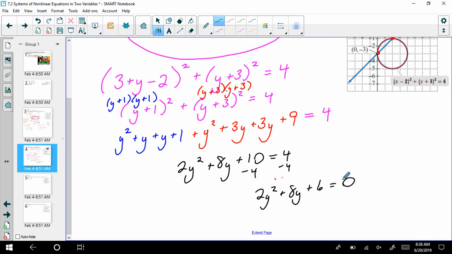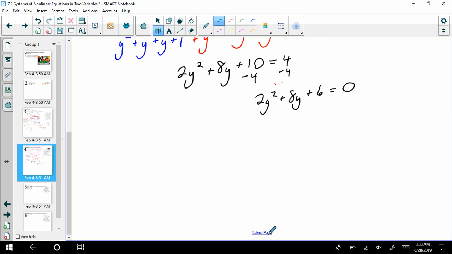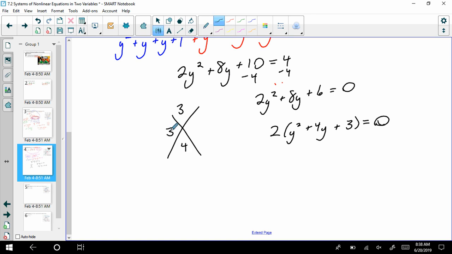Now, before you actually set up your factoring, you could do something to this to make the numbers easier to work with. I'm going to take a greatest common factor out. I'm going to factor out a 2 to make the numbers a little nicer. If you don't do that, that's fine. You'll still get to the same answers. So now I can see I want to multiply to 3 and add to 4. So 3 and 1. So just keep that 2 out front. And now we're going to set each piece equal to 0 and solve.